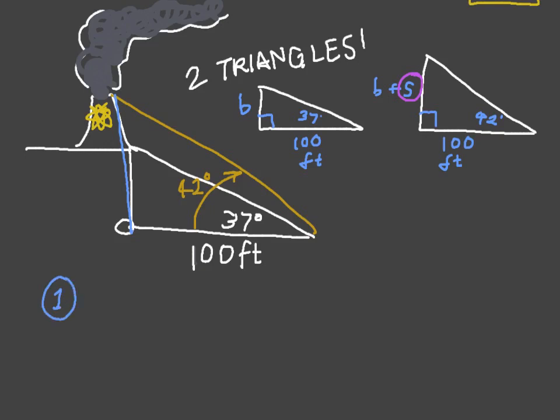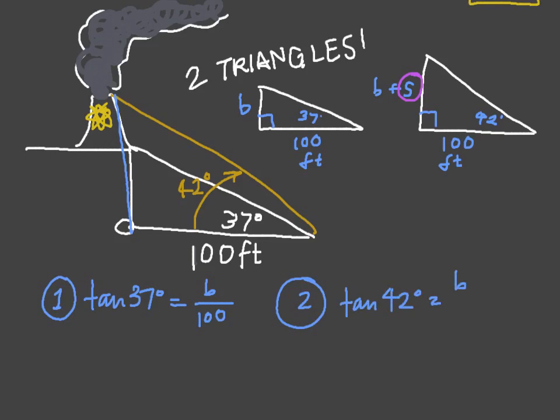So we know this angle, 37 degrees. Based on this angle, here's the hypotenuse. This side is adjacent, this side is opposite, so we know we have to use tangent. Okay, so tangent of the angle, which is 37 degrees, equals the opposite side, which is the height of the building, B, over 100 feet, which is the distance from the base of the building. And on our second triangle, we can do the same thing. Tangent of 42 degrees equals the opposite side, which is B plus S, over 100.